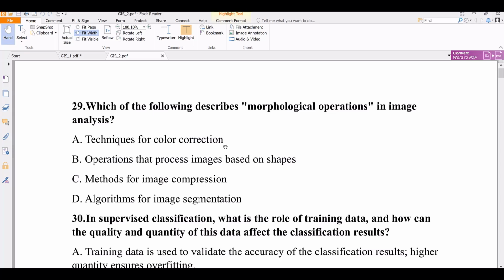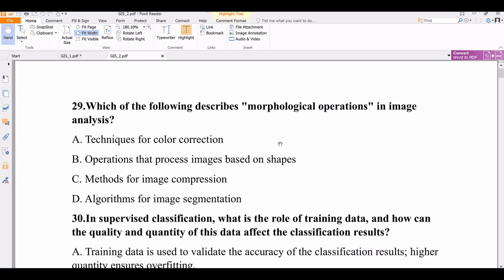Question number 29. Which of the following describes morphological operations in image analysis? A. Techniques for color correction. B. Operations that process image based on shapes. C. Methods for image compression. D. Algorithms for image segmentation.